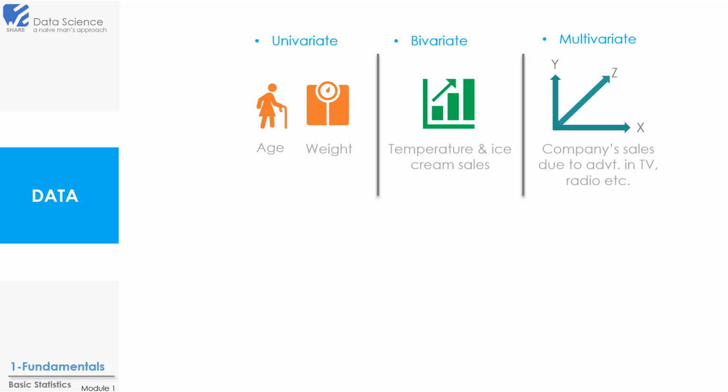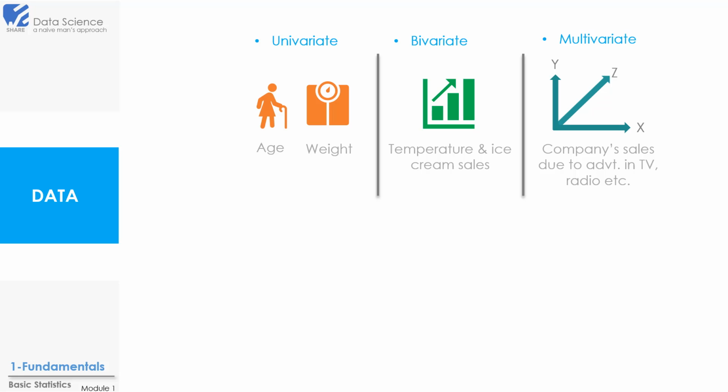Then the second type of data is bivariate. This type of data involves 2 different variables. The analysis of this type of data deals with the causes and relationships, and the analysis is done to find out the relationship among the 2 variables. Now the example of bivariate data is the data of temperature and ice cream sales in the summer season.